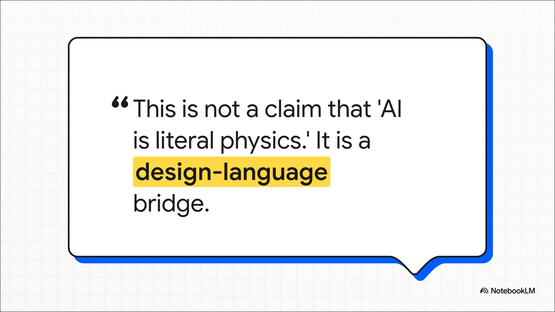And this is absolutely crucial to get right. This framework is not saying that AI is literally physics. No way. Think of it more like a design language bridge. The real goal is to get a portable, reusable structure, a blueprint that we can all use to build and debug these systems. The vocabulary from physics just happens to be an incredibly powerful and compact way to talk about that structure.